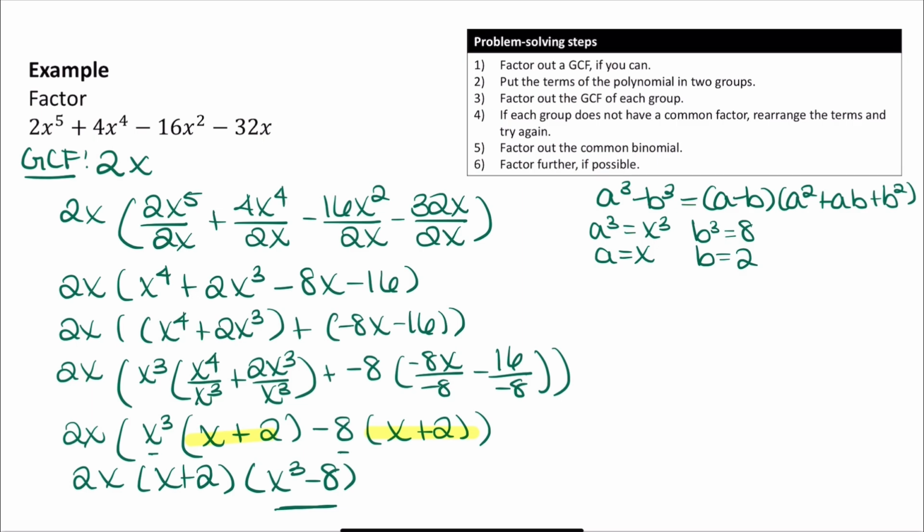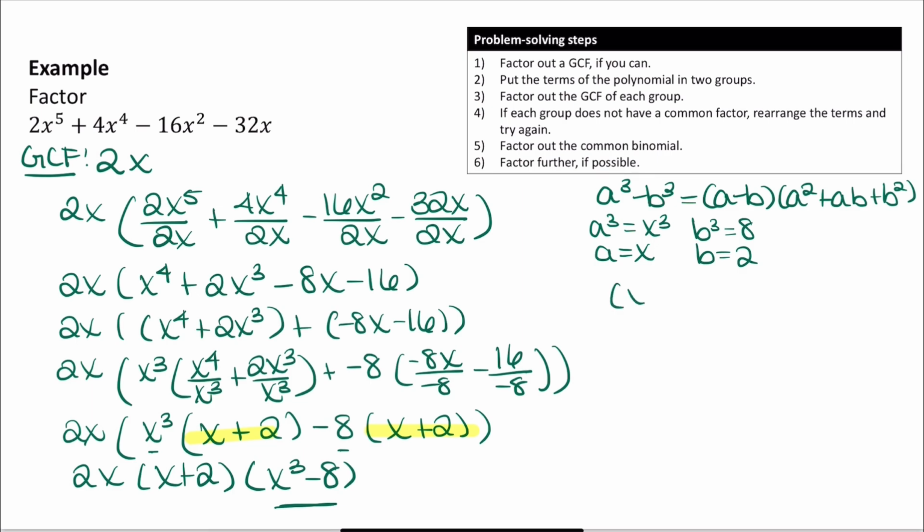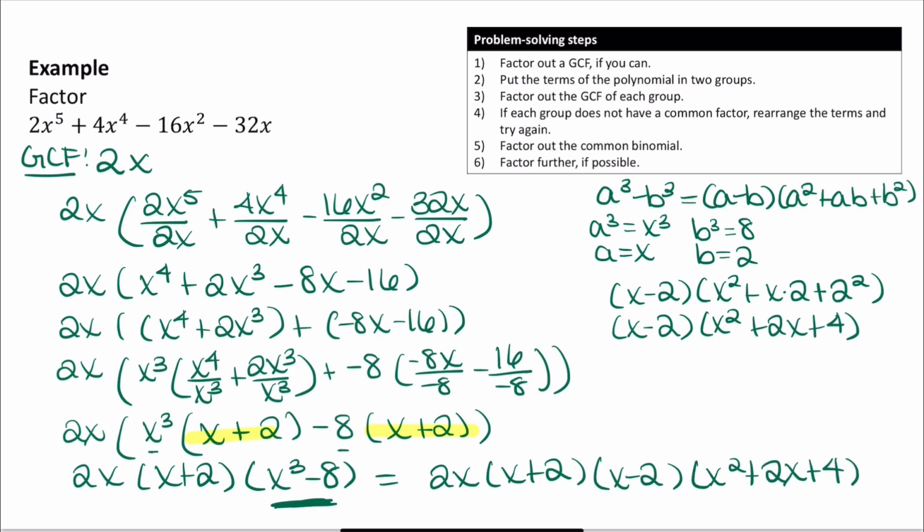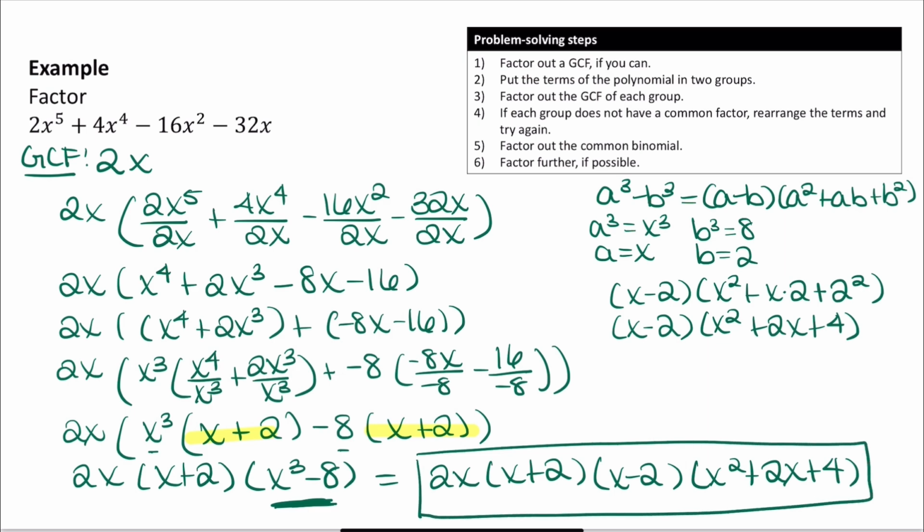So I'm going to go ahead and write this now as x minus 2 times x squared plus x times 2 plus 2 squared. So that's going to become x minus 2 times x squared plus 2x plus 4. And all of that is the factored form of this expression here. So when I write this in fully factored form, I'm going to have 2x times x plus 2 times x minus 2 times x squared plus 2x plus 4. Okay, so there was a lot of extra steps in that one, but now this is the fully factored form.